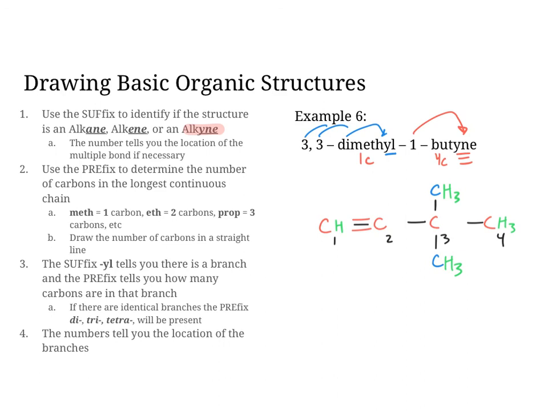Okay, so that is how we draw basic organic structures with branches and how we name basic organic structures with branches. So your homework is to do the second worksheet, which is drawing branch structures and naming them. It's a two-sider, and if you want to start with the drawing because you find that a little bit easier and then try the naming, that might be a good way to do it.